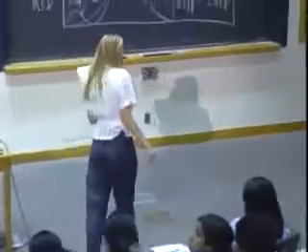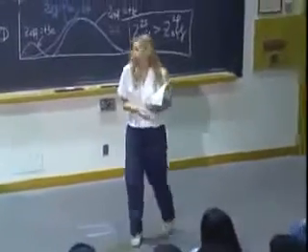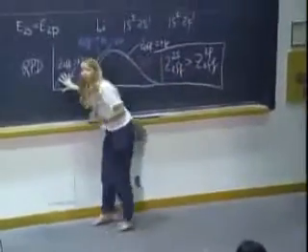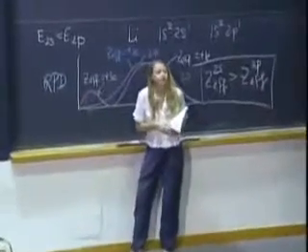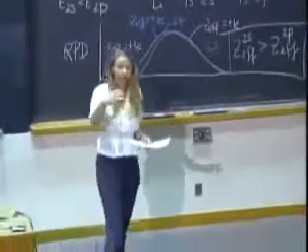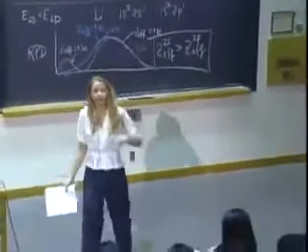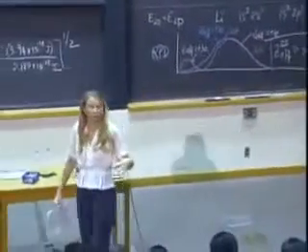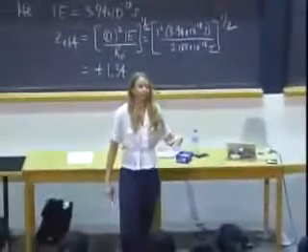Same thing for 3s and 3p. Same reasoning there. And it's all because of this little part of the probability distribution function. So now we can understand why the 2s is in fact lower in energy than the 2p.